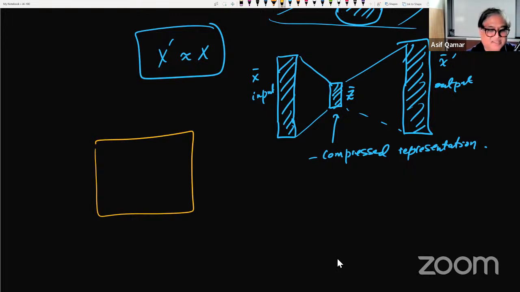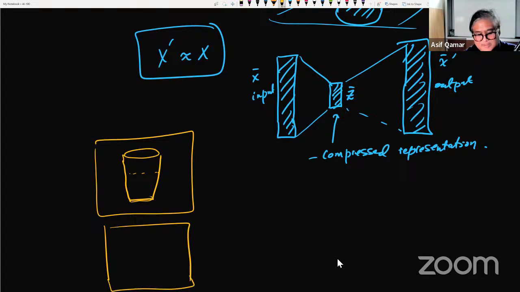Let's say I take a picture of a cup or a glass of water. Here's a picture of a glass of water. Are we together? And then I take another picture of a pitcher of water.